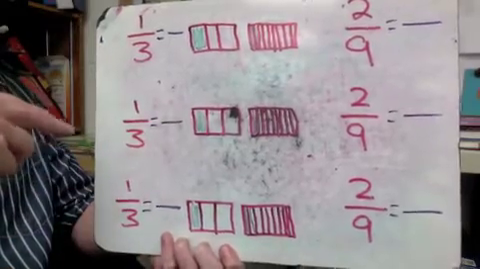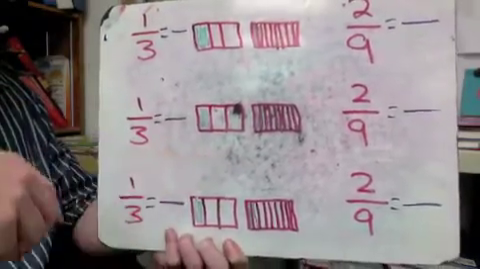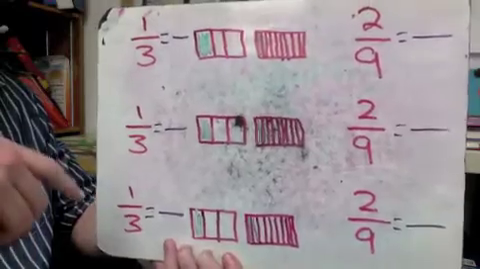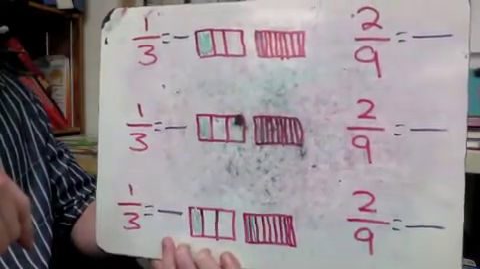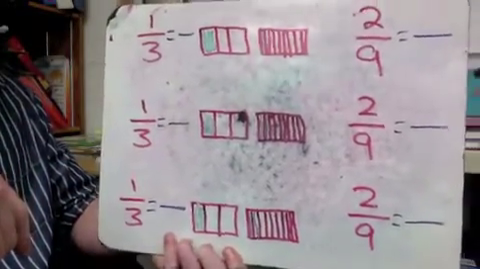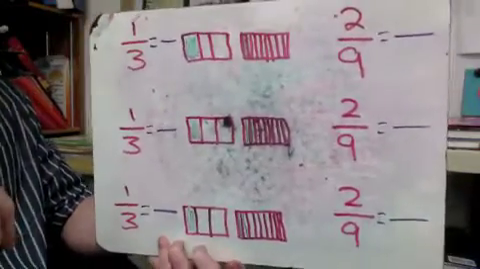Now, if you had to list 3's and you had to list 9's until you found a match, that's okay. That's not a big deal. Or use your multiplication table. That would be a good idea too.